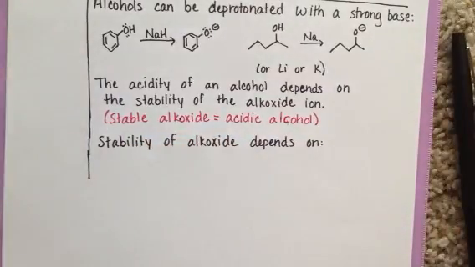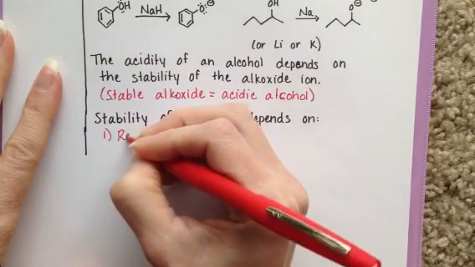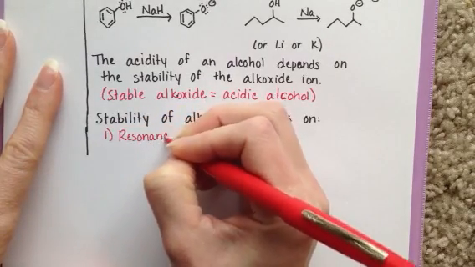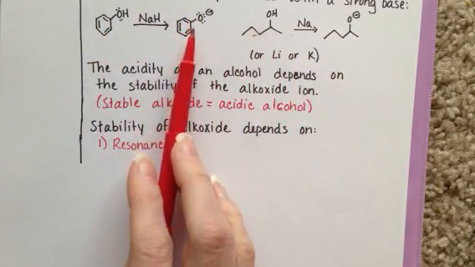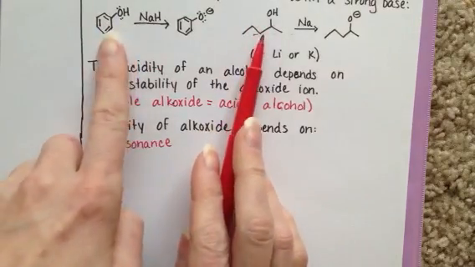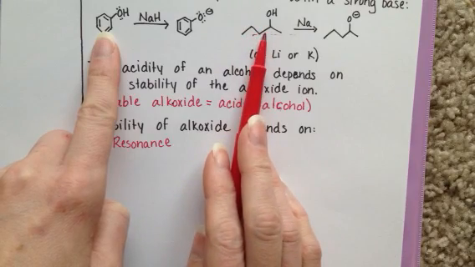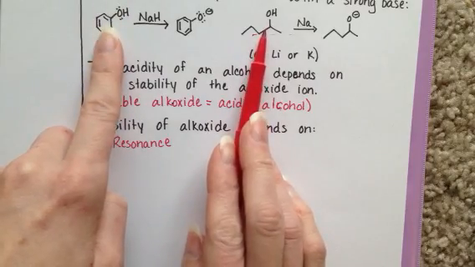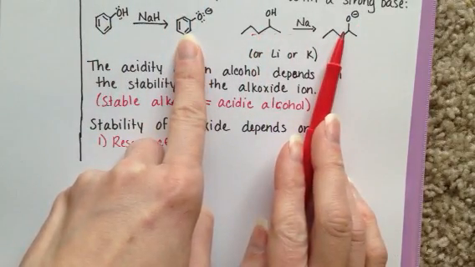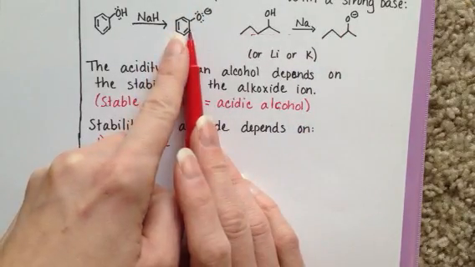The first factor is resonance. If we look at these two alcohols up here in the deprotonation process, and we wanted to know which of these two alcohols is more acidic, phenol or 2-pentanol, we would look at their alkoxide ions that are formed, and we would compare the two alkoxide ions.